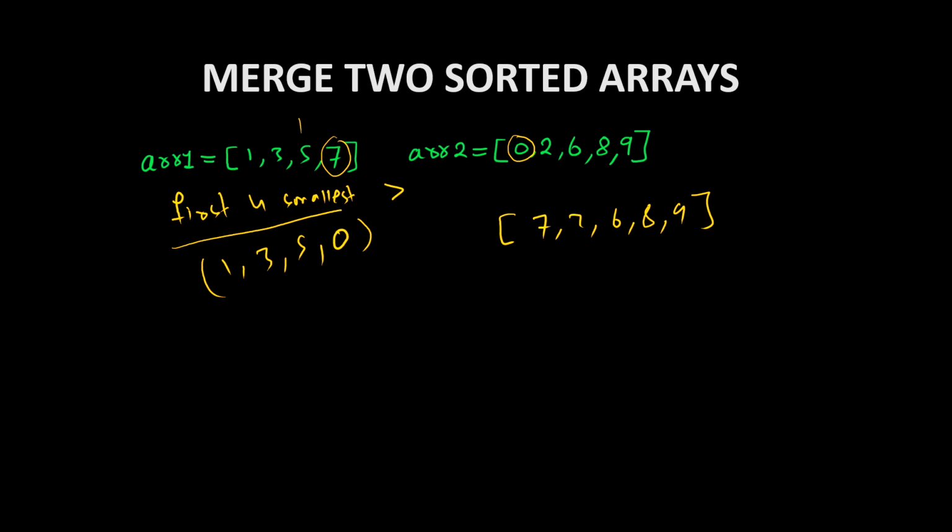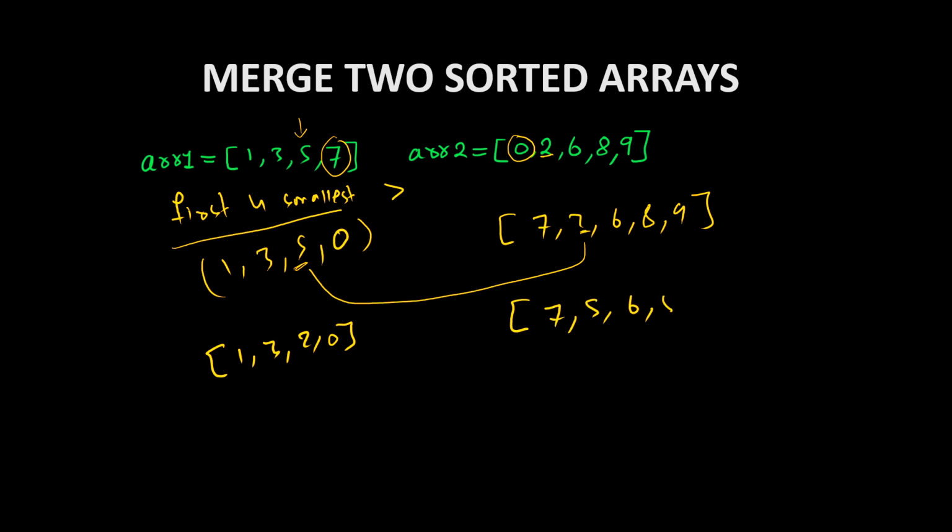Coming to the next element, 5 here. This is our 5 element, and inside array 2 this will be the 2 element. Now, out of 5 and 2, 2 is the smallest again, so we have to swap it. After swapping, we will get 1, 3, 2, 0. Now inside the next array, we will have 7, 5, 6, 8, 9.